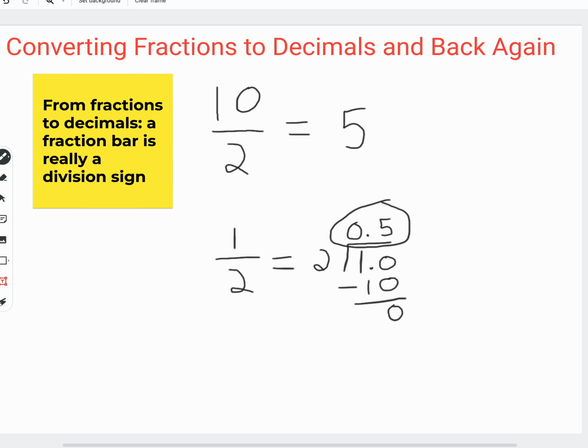Now when we go from decimals to fractions, we look at the digit furthest to the right and determine what place that digit is in. For example, it could be the tenths, hundredths, and so on. And then we'll put the decimal without the decimal point over that number. For example, 10, 100, and so on.